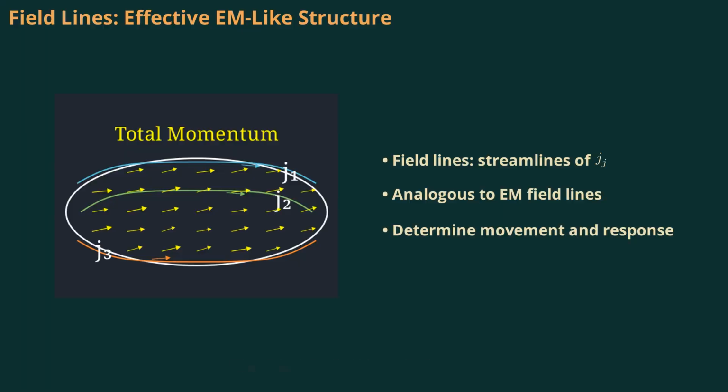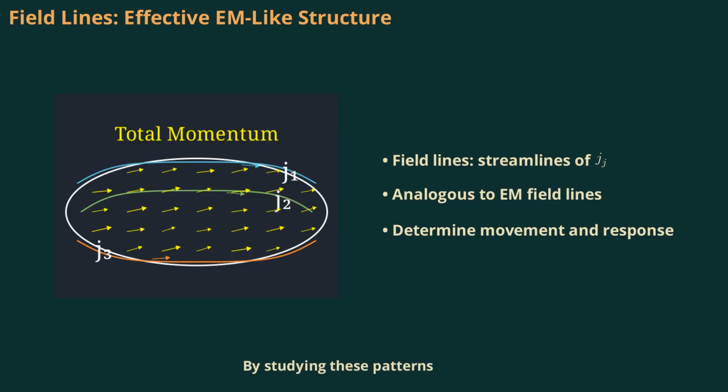The polariton field lines in the schematic act much like electromagnetic field lines, tracing the flow of current and momentum within the hull. These lines are not just visual aids. They represent real, measurable quantities that determine how the craft moves and responds to external forces.